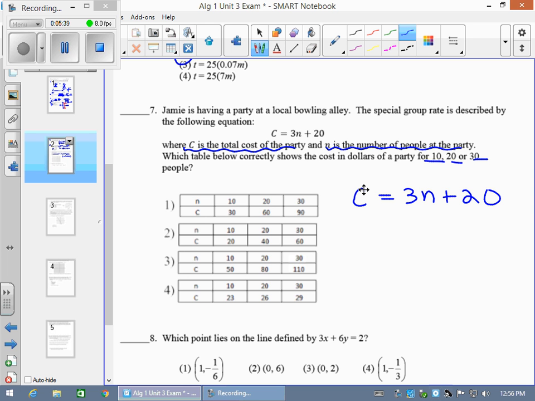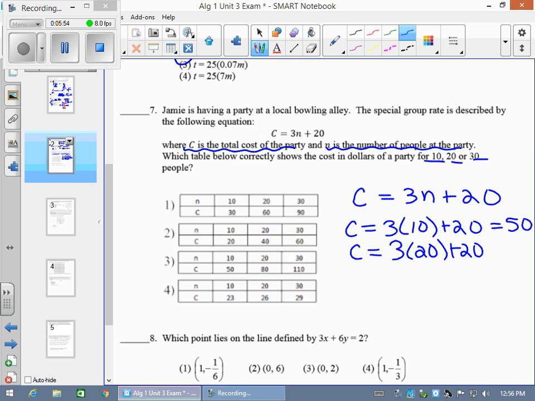So, if I plug in a 10, I get 3 times 10 is 30, plus 20 would give me 50. I'm going to evaluate the cost for 20 people. So now 3 times 20 would be 60, plus another 20 would give me 80 for my cost, and evaluate a party of 30 people. So 3 times 30 would give me 90, plus an additional 20 would be $110. So now I'm looking for a table that has these values. So 10, 50, 20, 80, 30, 110 gives me choice 3.